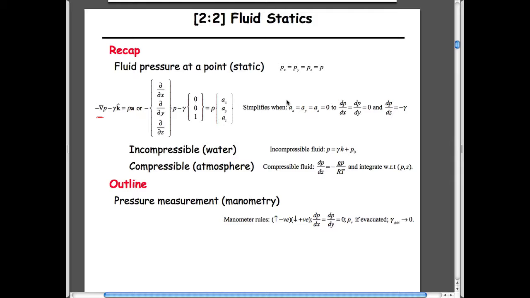We came up with a number of expressions. This one we didn't derive, but let's take this on trust. This basically says that if you take a fluid at a particular point, the pressure acting vertically and horizontally at that point is the same if it's static. And so that's an important thing for us to realize. We didn't derive it, but let's take that on trust.